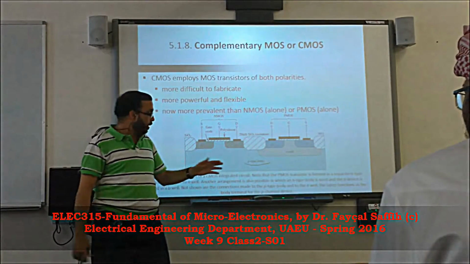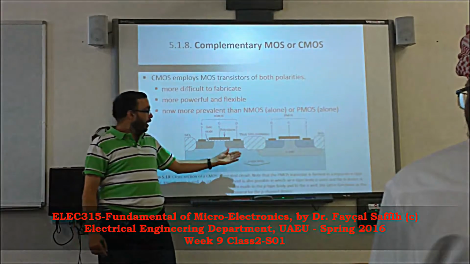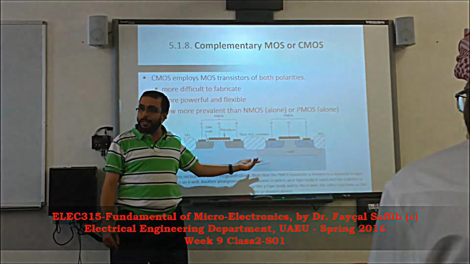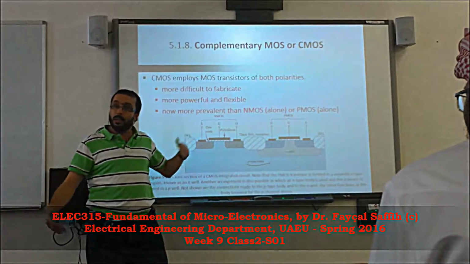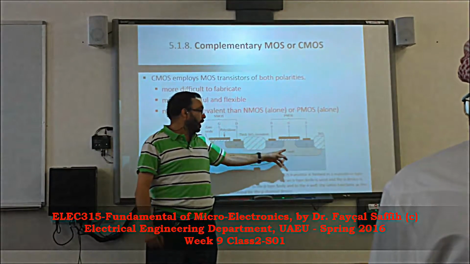If I have a different body or substrate, then it's the same story. If that body favors one transistor, it's easy. For the other one I have to create its own well. In the other case, it will be a P well.